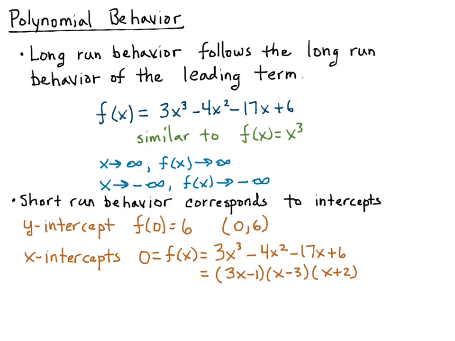So in order to solve for this, where do the x-intercepts occur? Well, since we have it factored, one of these factors has to be 0 for this whole thing to be 0. So we have three different possibilities. We can have x equals 1/3, x equals 3, and x equals -2, and those will be the x-intercepts. Okay, so that's when y equals 0.